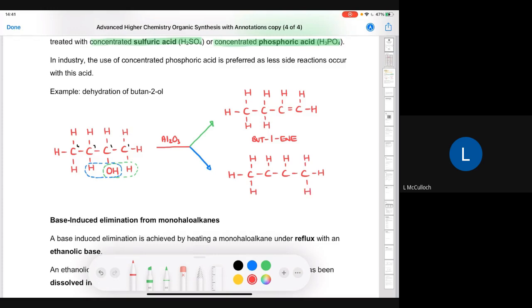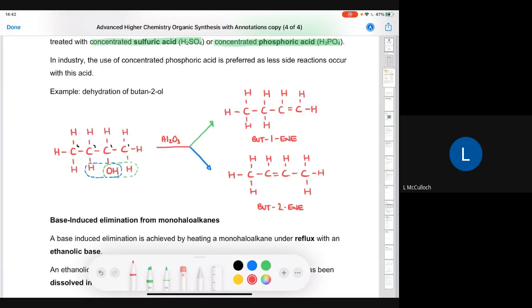And what we can see is the 2 carbons in the middle are only making 3 bonds each. So that's where we will form that double bond. And what we've got here is but-2-ene. So if we were to do a dehydration of butan-2-ol, we would make a mixture of 2 alkenes. We would get but-1-ene and we would get but-2-ene.